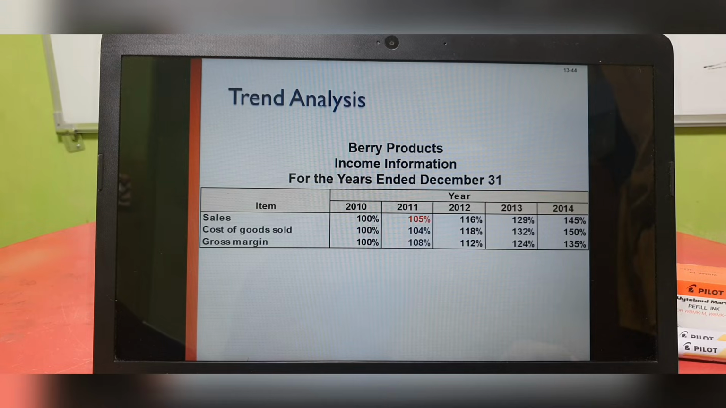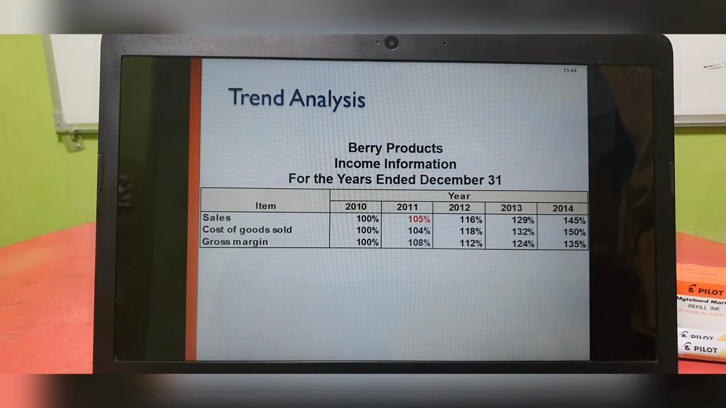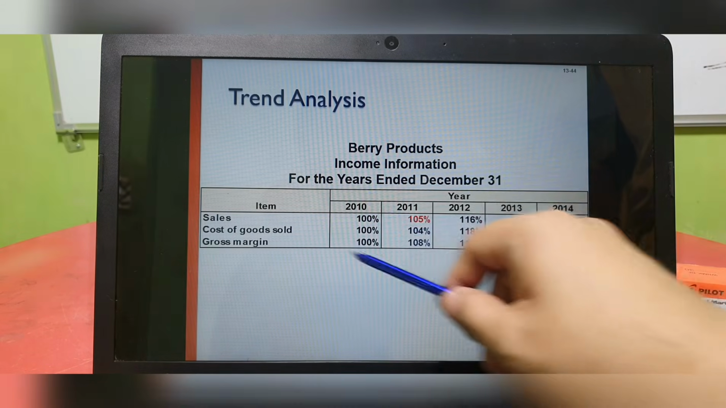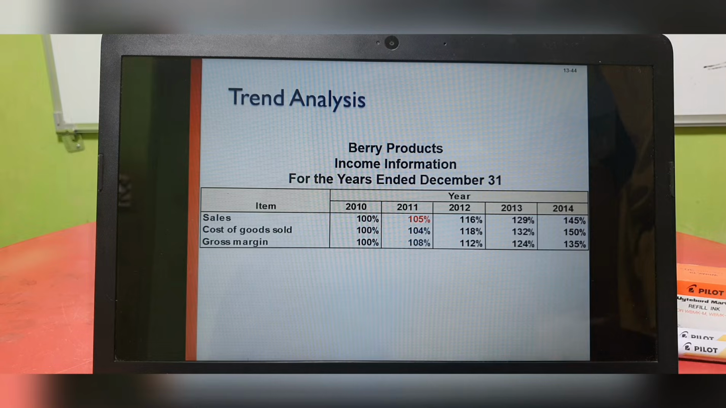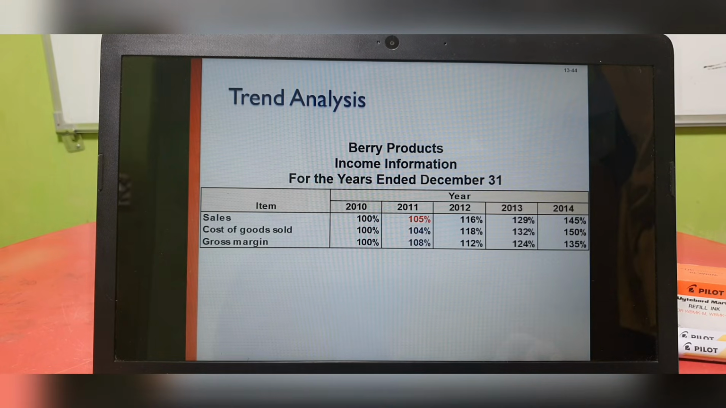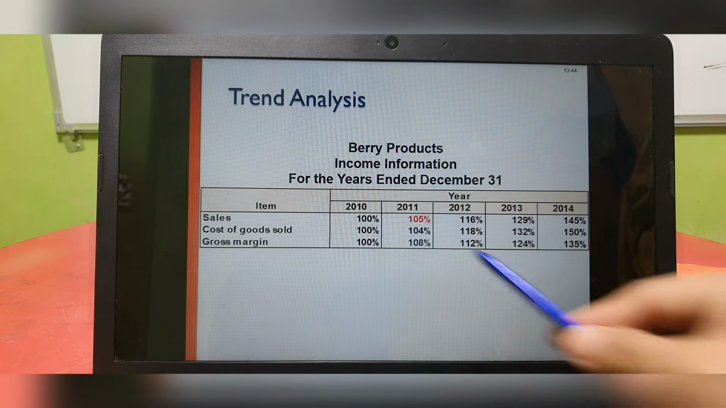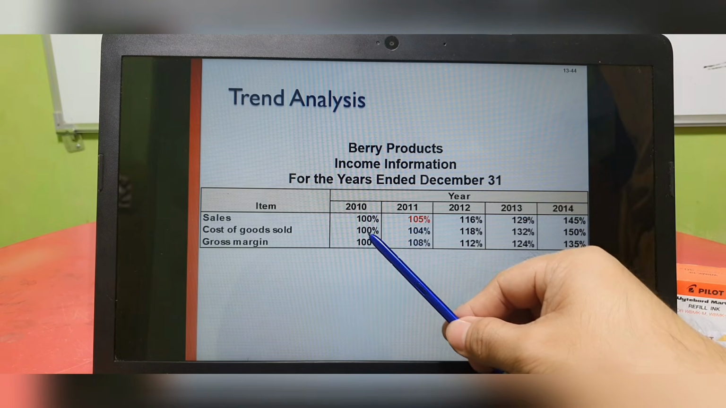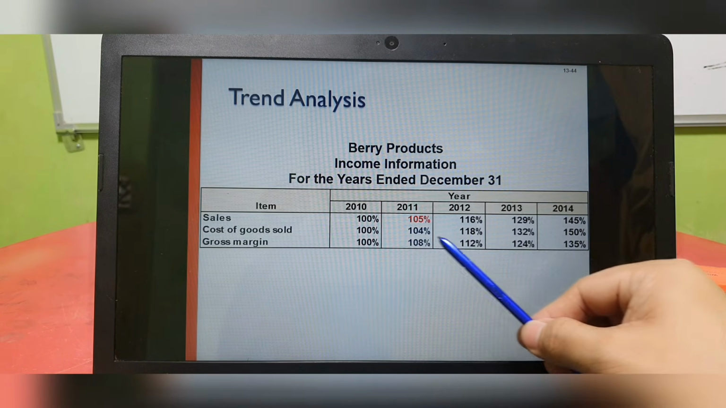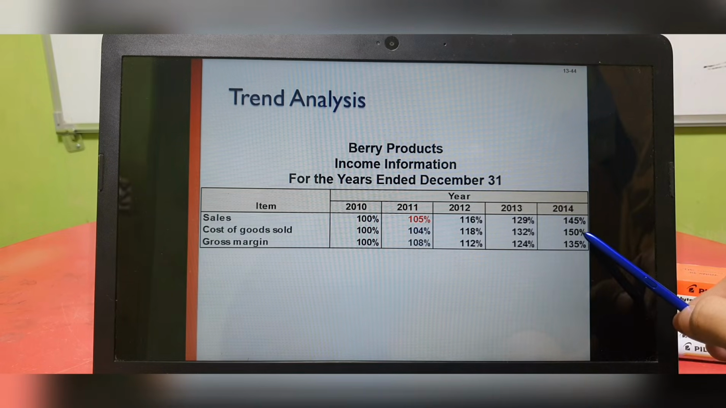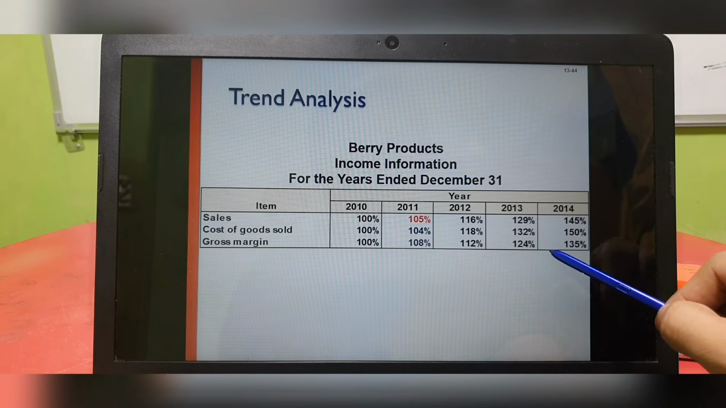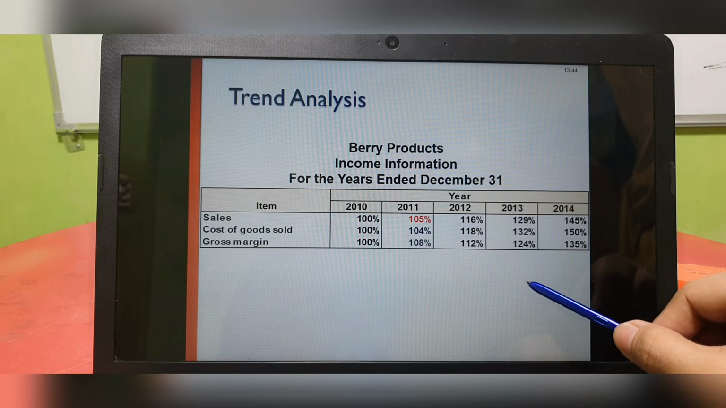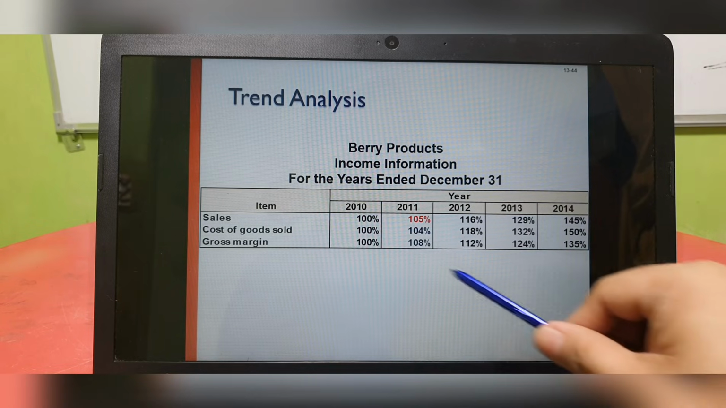116% rather. So, check. 116%. Okay? So, ibig sabihin, yung 2013 and 2014, we will always go back sa 2010 as our base year figure. Okay? Tapos pag tinignan natin yung ating trend analysis, yung ating COGS 100, 104, 118, 132, 150, nakita natin yung COGS pataas. So nakaka-worry ba na tumataas ang COGS? Depende. Sana tumataas din yung sales natin.